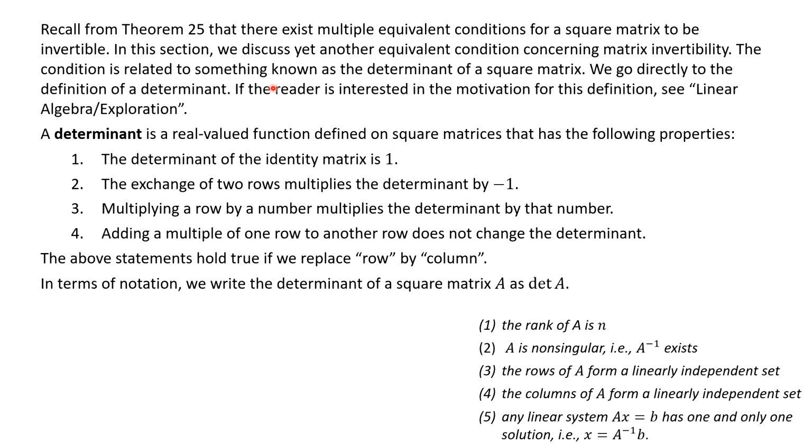So in this lesson, among other things, we're going to find another condition for when the inverse of a square matrix exists. The condition is related to something known as a determinant of a square matrix. You may have seen this in calculus where we just talked about 2 by 2 and sometimes 3 by 3 matrices, but there's a more general definition for a determinant, which we'll talk about here.